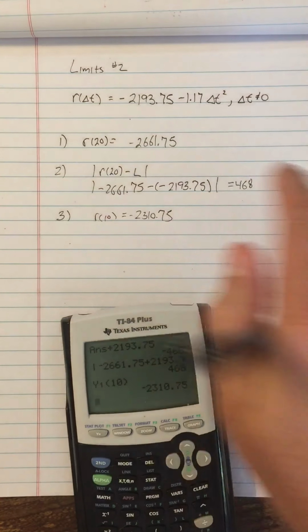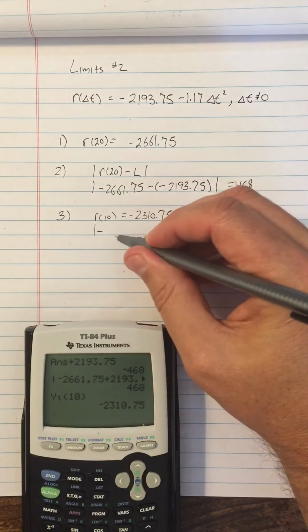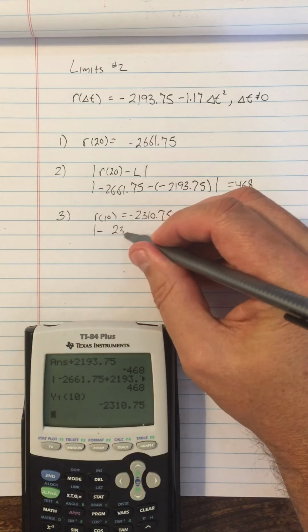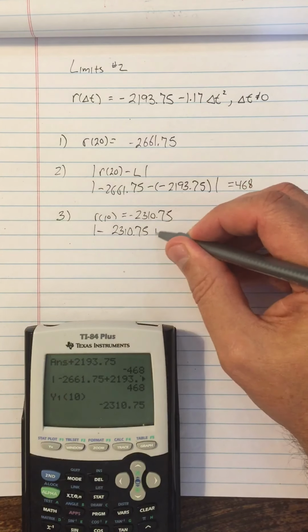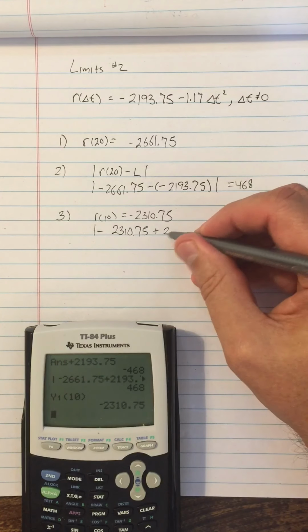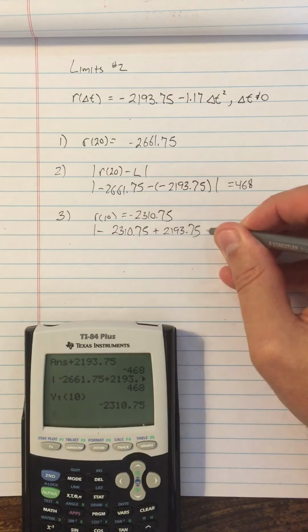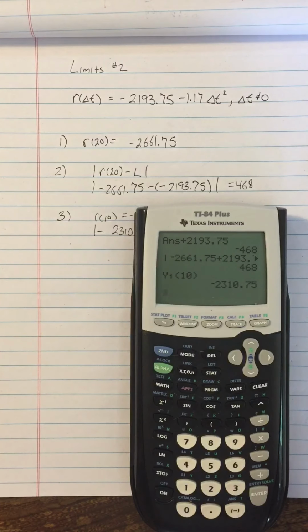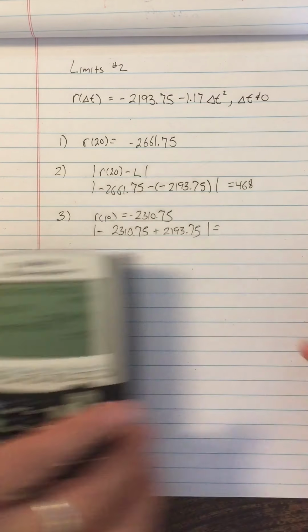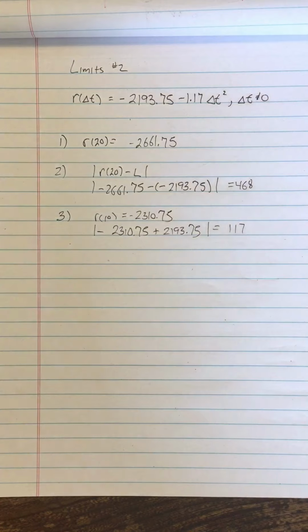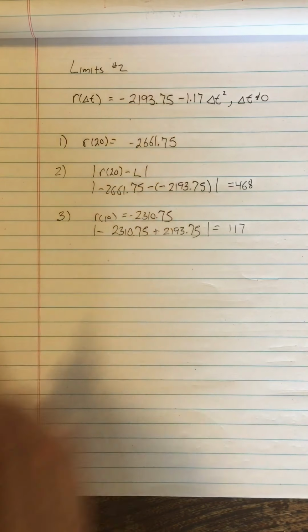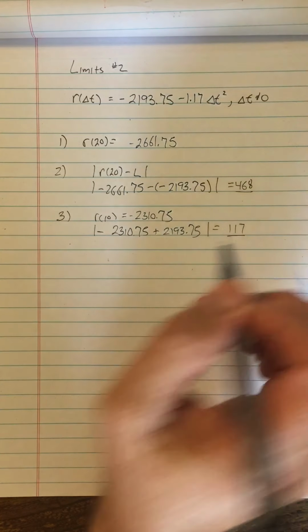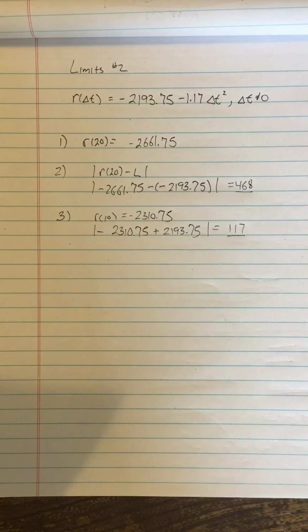So once again, I want to know what the absolute value of negative 2310.75 minus negative 2193.75 is. I'll condense the minus negative to plus 2193.75, and this is already negative, so let's go plus 2193.75, and then just take the opposite of what I get here, so I'm going to get 117. All right, so that's how close we are to the limit value. If we take a smaller value of t, we are closer to the limit value.